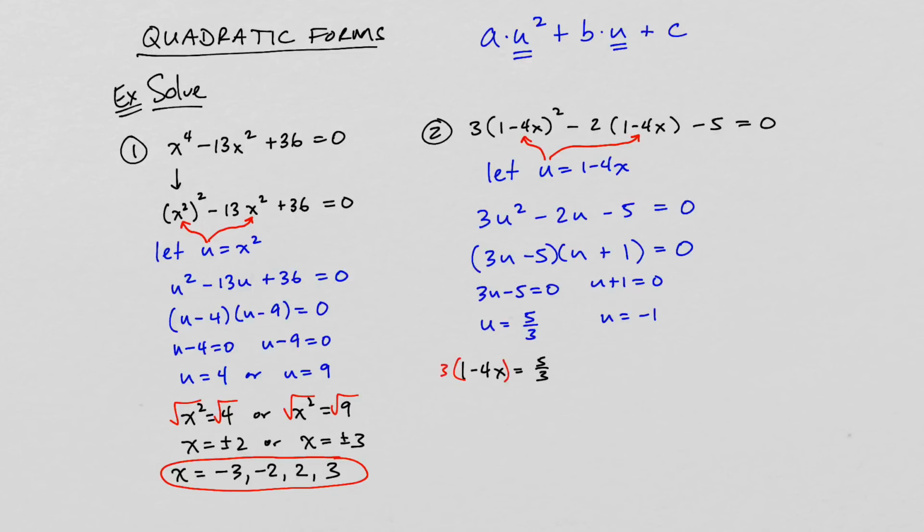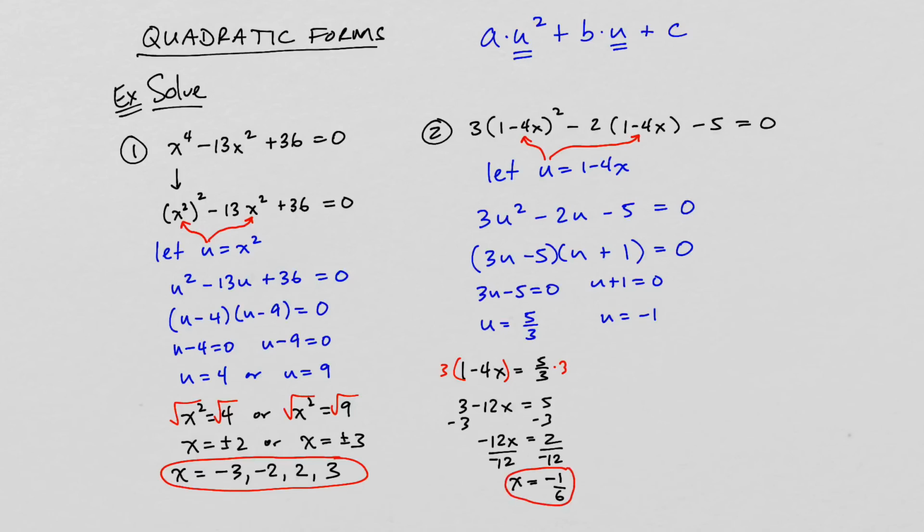I think I'll multiply both sides by 3. That will give us 3 minus 12x equals 5. And then I'll subtract 3, which gives us negative 12x equals 2. And finally, I'll divide by negative 12. And our final answer here is x is equal to negative 1/6. So that's one answer.